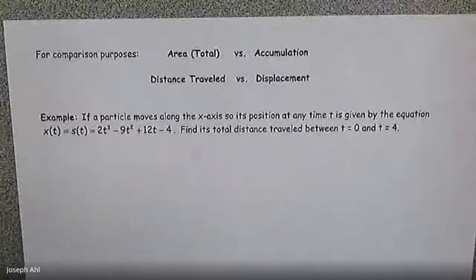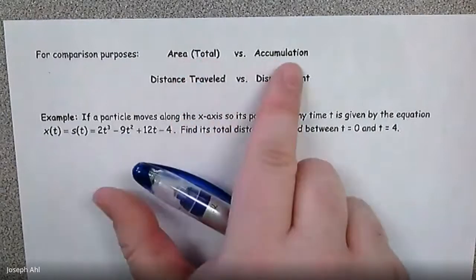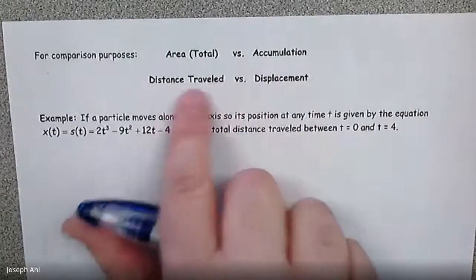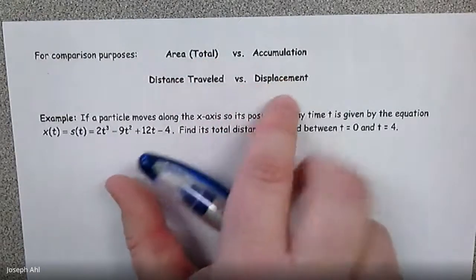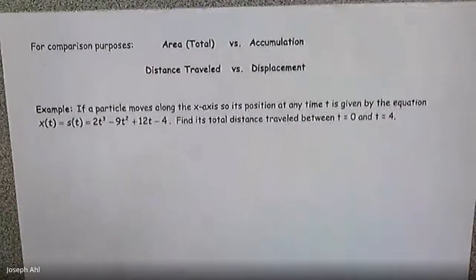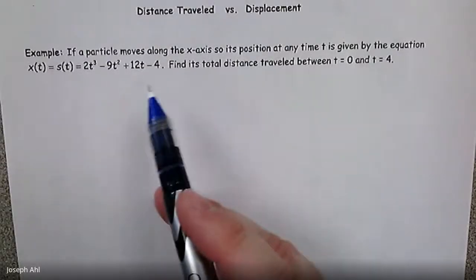And again, for quick comparison purposes, I was just mentioning this anyway, it's a good comparison to think about total area versus the accumulation, which would have positive and negative areas combined. Distance traveled is going to be a total area versus displacement, which would be adding the positive and negative parts together to figure out your relative position to where you started. So here's an example where it's a little bit different because you're given the position function to start.